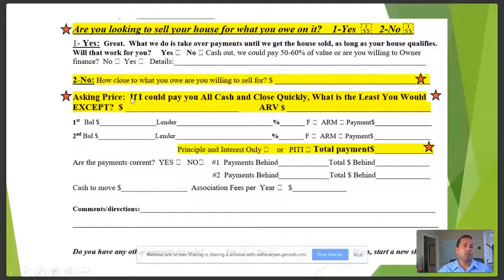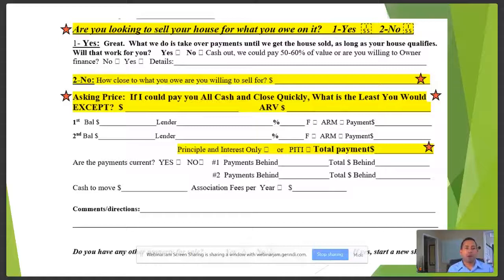Asking price. This is how I ask for their asking price. If I could pay you all cash and close quickly, what is the least you would accept? So I'm not asking how much do you owe or how much you want. I'm asking if I could pay you all cash and close quickly, what is the least you would accept? And I ask that question even when I know that I'm probably going to go for split funding, meaning takeover payments.